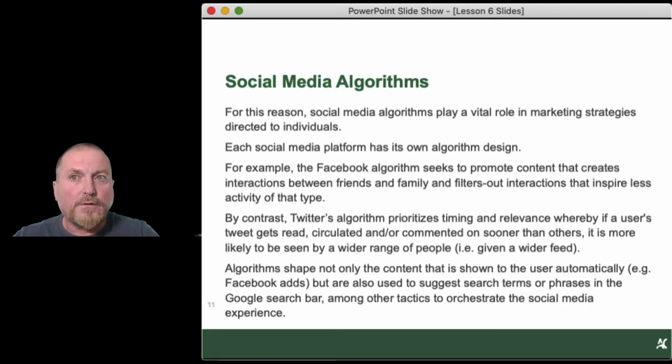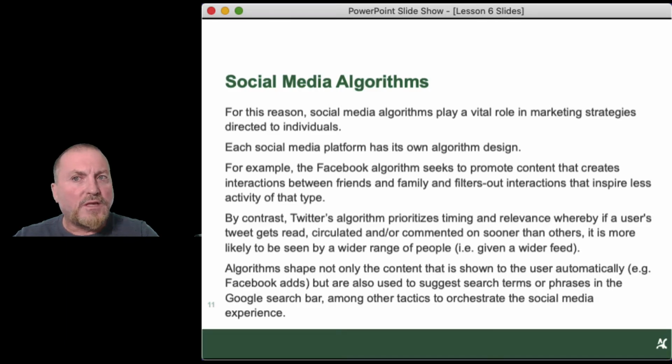Okay? For example, the Facebook algorithm seeks to promote content that creates interaction between friends and family and filters out interactions that inspire less activity of that type. And that's by user. Okay. By contrast, Twitter's algorithm prioritizes timing and relevance, whereby if a user's tweet gets read, circulated, or commented on sooner than others, it is more likely to be seen by a wider range of people who have similar preferences. Okay. Or have revealed similar preferences.